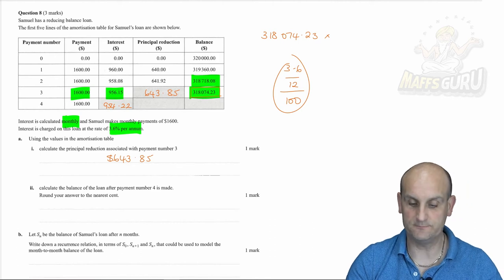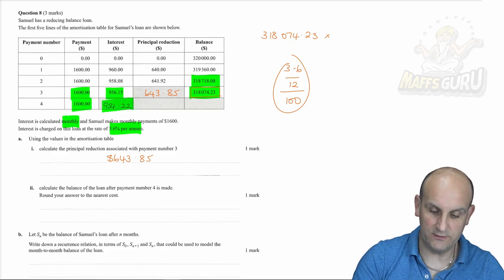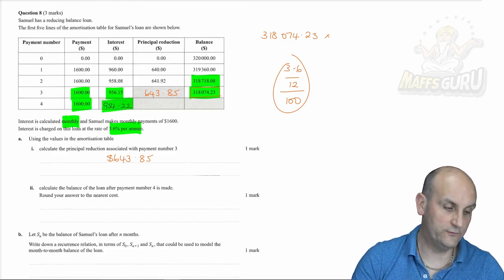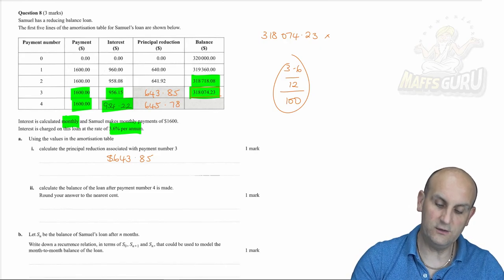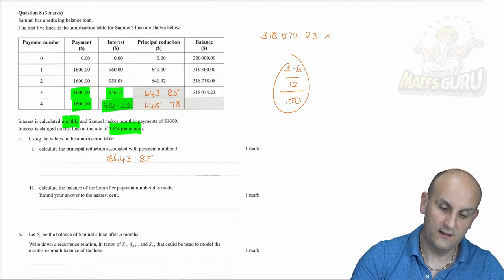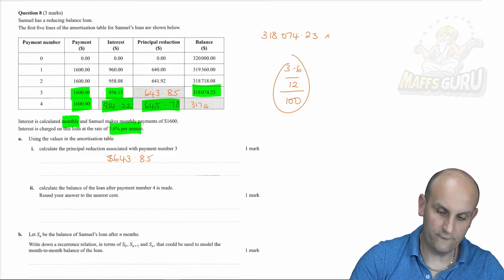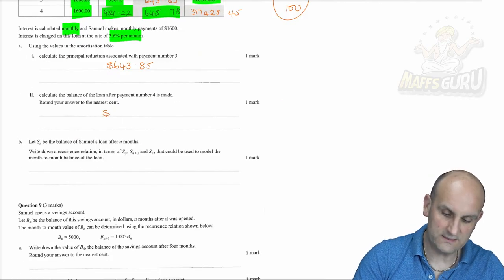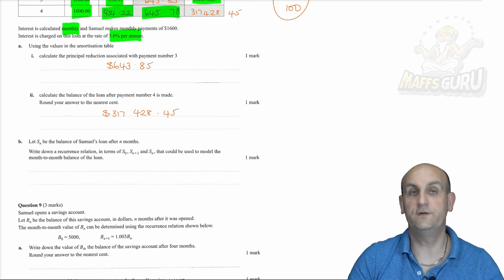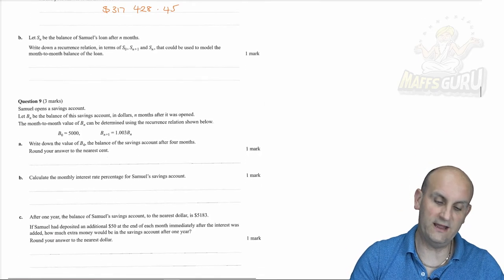$954.22. Okay, so there we go. Principal reduction again. Now, in this situation, you had to do it the way that I did before. You do the 1600 minus the 954.22, which gave you $645.78. And when you now do this value here, subtract that value there, you get 317,428.45, right? So again, this value here was 317,428.45, all right? Now, sadly, when I did this initially, I got 0.44. I think that would have been incorrect because of rounding errors.